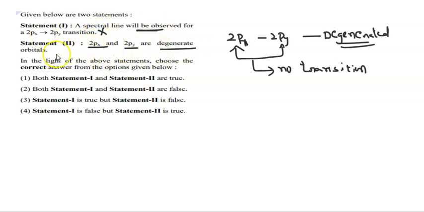2px and 2py are degenerate orbitals, which have the same energy and the same shape also. Statement 1 is wrong, but statement 2 is correct. Option 4 is the correct answer for the given question.